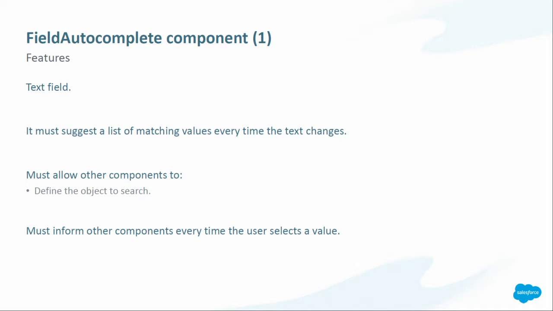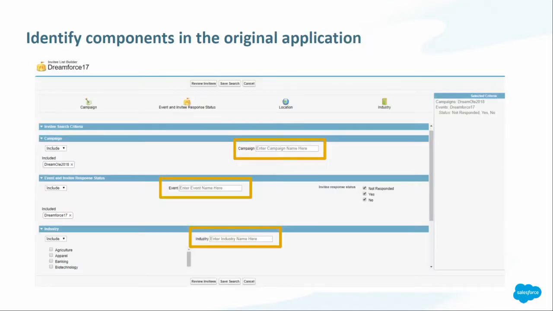What is going to happen with this field is that I will send the object that I want to search on, and also the text that is going to be displayed on the text field, and that's going to be enough to make it reusable.